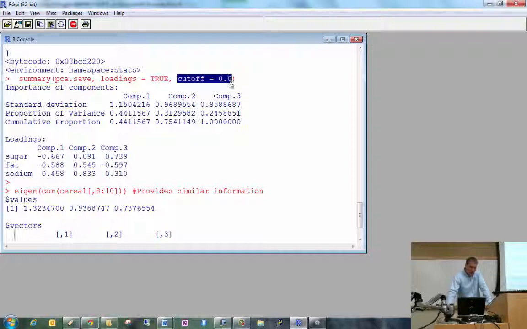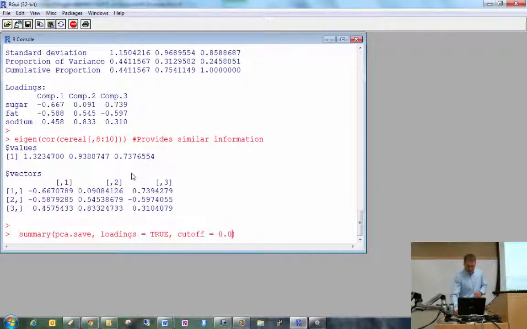Lastly, this cutoff equals 0. What this does is it makes sure that the absolute value of all these eigenvector components will be printed. I'm running out of time and I'm not making sense. Let me start again. Essentially, if the absolute value of any of these components is greater than 0, it will print it. Obviously, that means all of them are going to be printed.